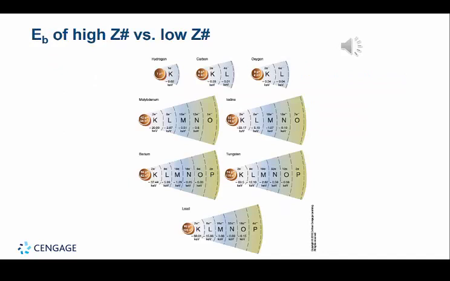This image demonstrates how the increase in Z number increases the binding energy. Hydrogen, which is the lowest on the periodic table, the lowest Z number, only has a binding energy of 0.02 kiloelectron volts, all the way up to lead that has 88.01 kiloelectron volts.